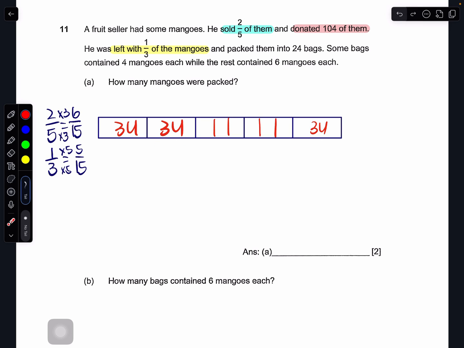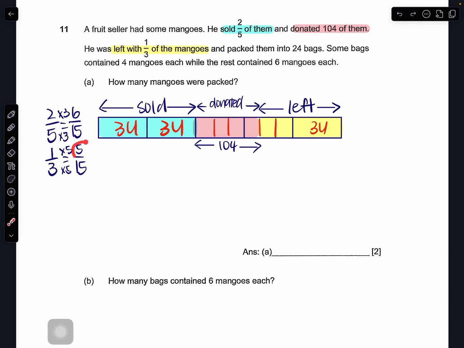Then after that, the next part would be sold. So 2/5 of them, that is 3 units and 3 units. Then the next portion would be donated, 1/4 of them. In order for you to figure out 1/4 of them, you have to first understand where the left is. Left is 1/3. 1/3 is 5 units, so I know I have 5 units over here, meaning everything back here would be equivalent to the mangoes that were donated.